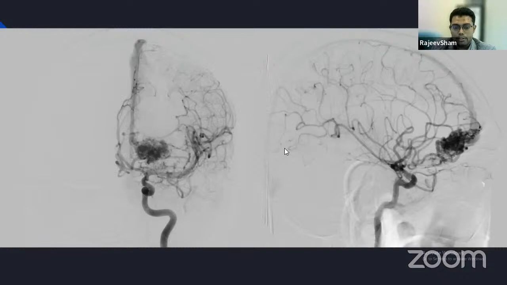This is a diagnostic cerebral angiogram. Patient was referred from emergency department because of low GCS. When we did CT, we found a large bleed on the left side of the brain.